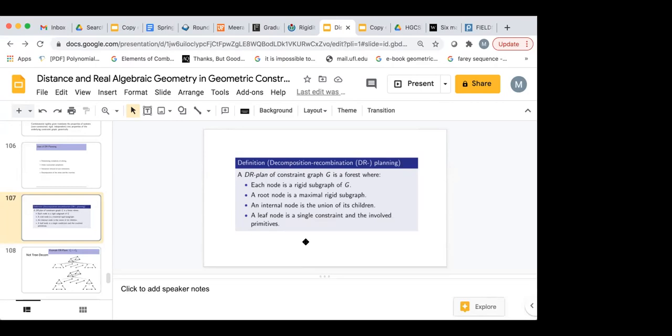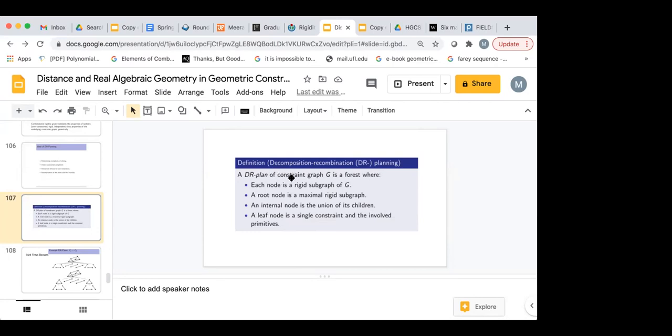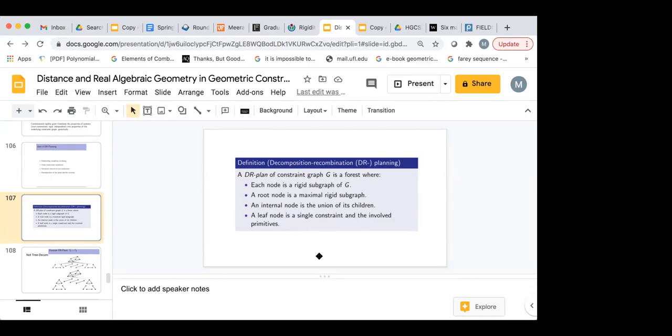So a leaf node is a single constraint. That means one edge, because we have a DR plan of a graph. I'm using some old slides, which are doing something more general than just our graphs. So think of our usual graphs, where every edge represents a distance. So these are single edges that represent one distance. And the involved primitives?